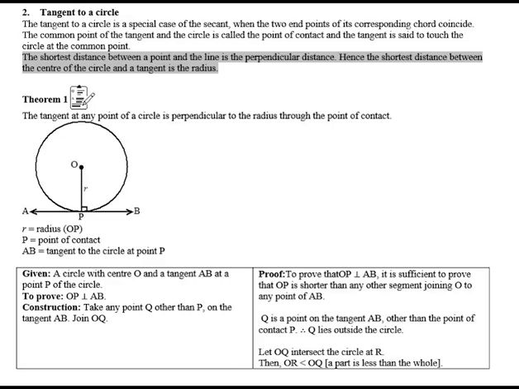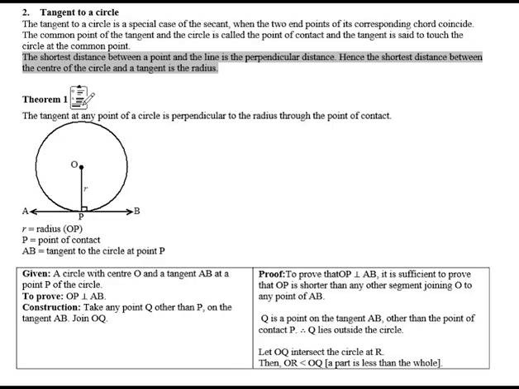Theorem: the tangent at any point of a circle is perpendicular to the radius through the point of contact. Let us draw a circle with center O and AB be the tangent to the circle at P. P is the point of contact and R is equal to radius, which is equal to OP. We need to prove that OP is perpendicular to AB.